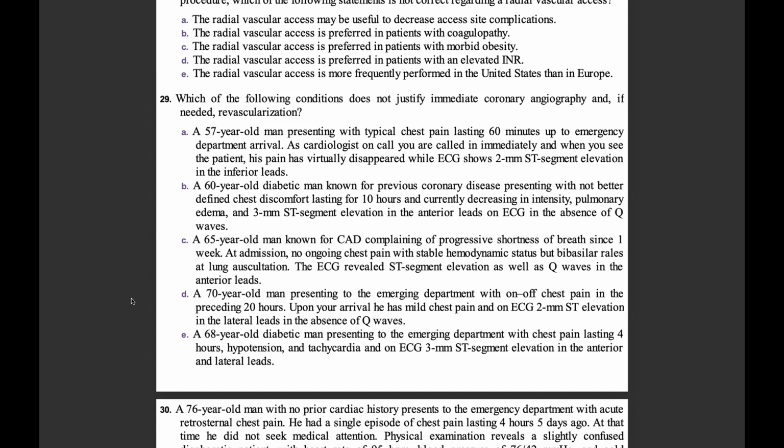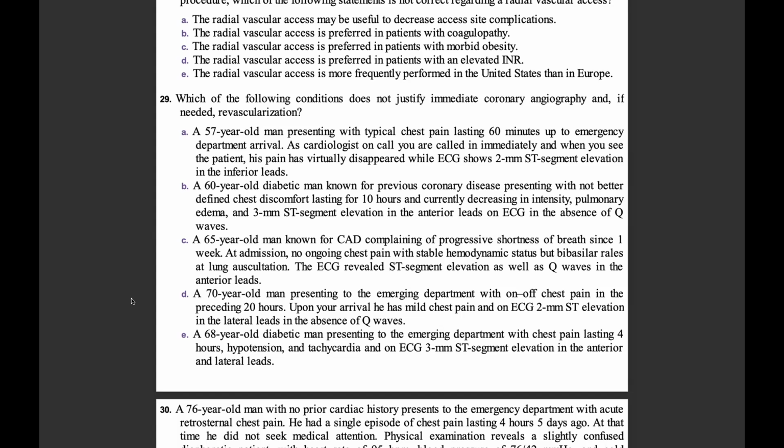So for this man, a 60-year-old diabetic, who has had coronary artery disease before, and is presenting with chest pain that lasted for 10 hours. Even though the pain has decreased in intensity and the patient also has pulmonary edema, we know that diabetics sometimes present with silent MI, and the patient has ECG findings suggestive of ST segment elevation. So as for option B, this 60-year-old man will also require immediate coronary angiography and possible revascularization.